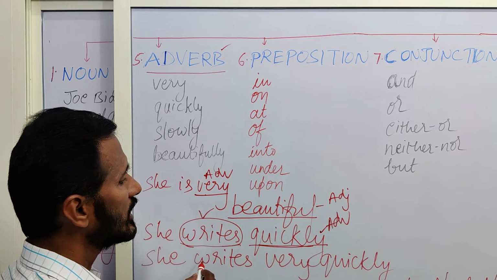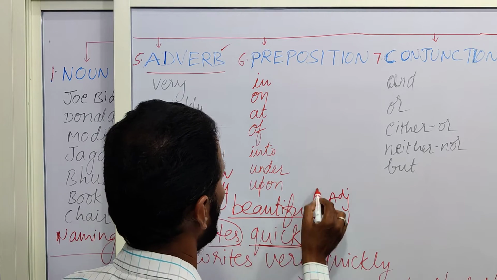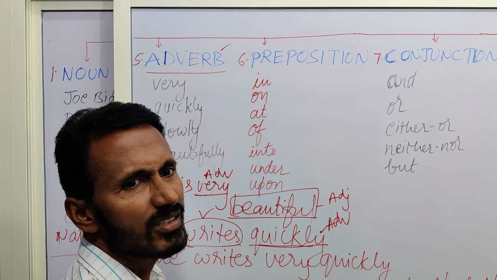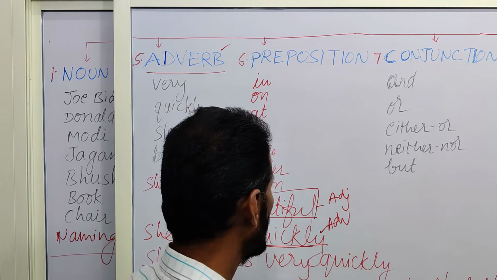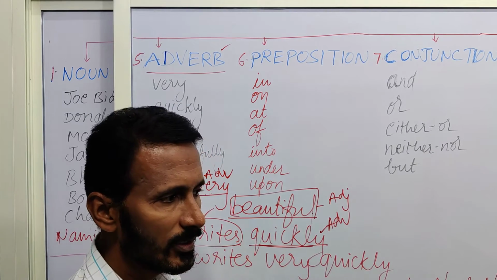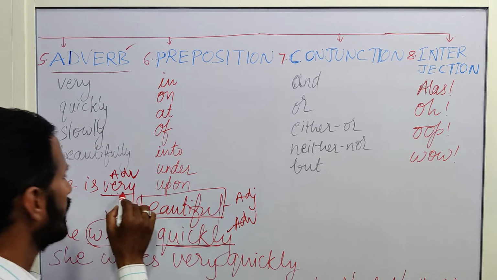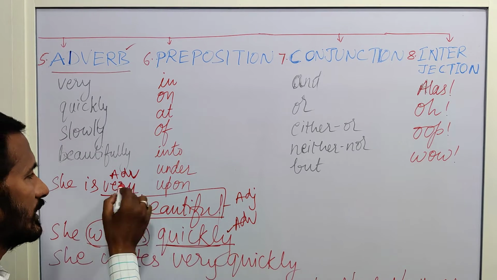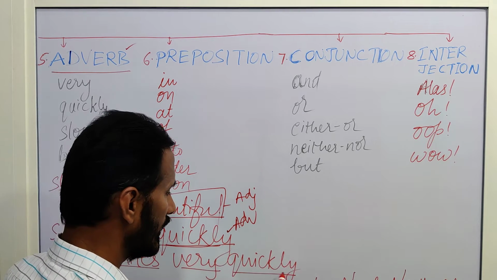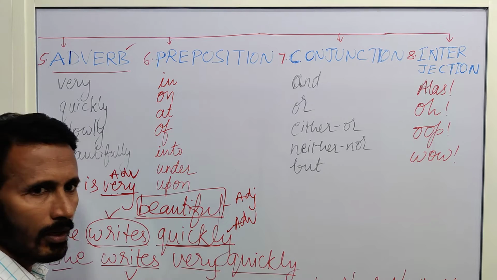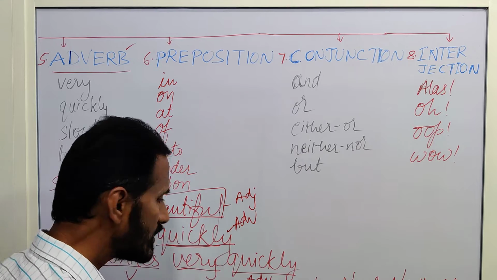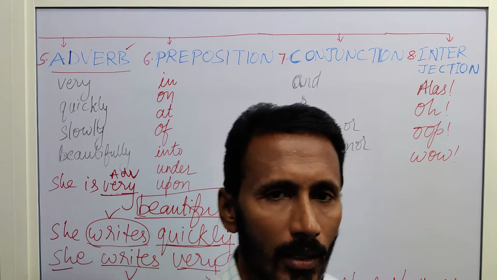Next, coming to this one, beautiful. Beautiful is the adjective. Here this word very describes something or exaggerates something more about this beautiful adjective. So this is called adverb. Very is called adverb. Adding something to this. And in this sentence, she writes very quickly. Writes is the verb form. Quickly is the adverb. And what is this very?